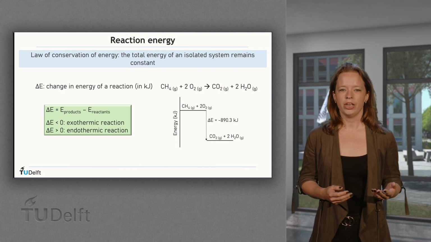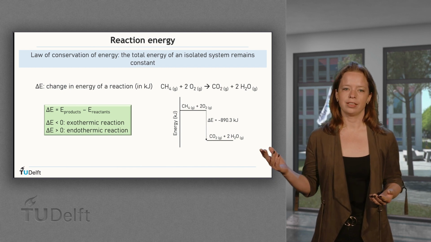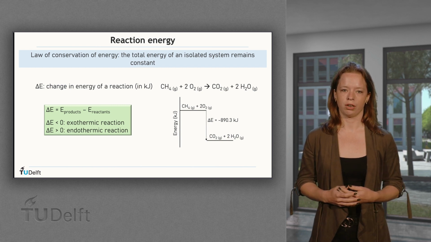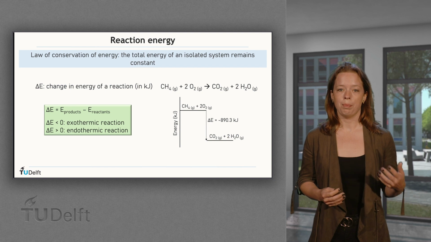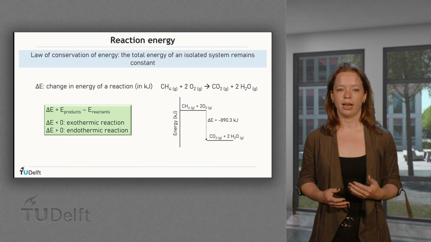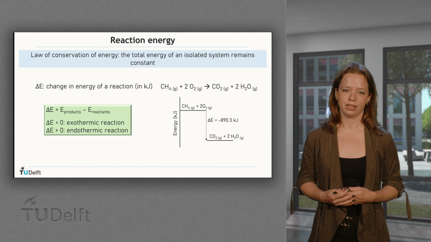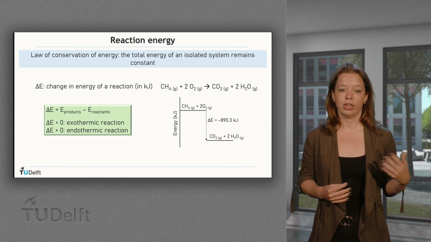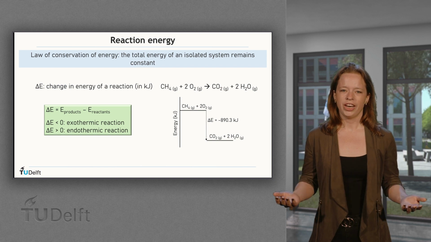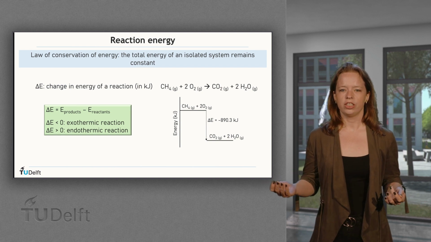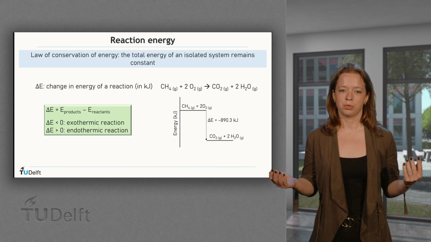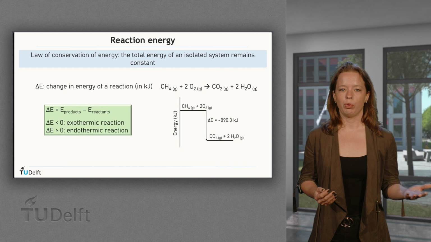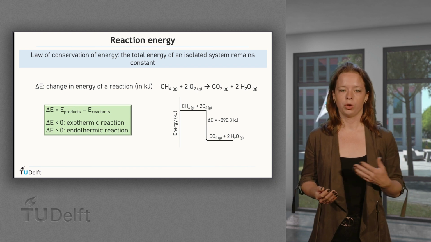In this case, you see in the graph that the energy of the reactants is larger than that of the products, about 890 kilojoules larger. So, when we burn methane, about 890 kilojoules of energy is released. The minus sign before the 890 tells us that the energy is released. On the other hand, if the difference in energy between the products and the reactants is positive, the reaction is called endothermic. This means that we would need to add energy to the reaction before it can occur.